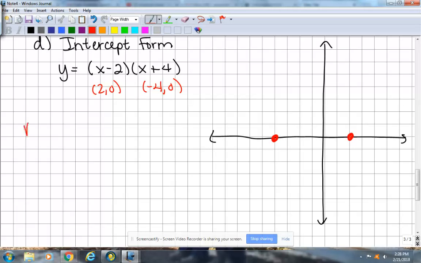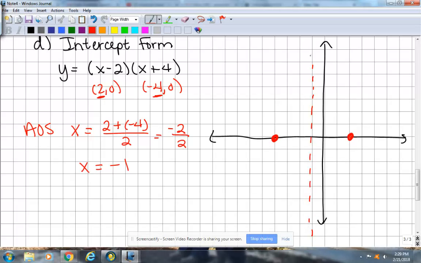So to get your AOS, your axis of symmetry, here's what you're going to do. You're going to take these 2 numbers for your x values, and you're going to average them. So x is going to be 2 plus -4 divided by 2, because it's going to be halfway. Your axis of symmetry is halfway between those 2 points. So that's -2 over 2. So your axis of symmetry is x = -1. To get your axis of symmetry in intercept form, you take the average of your 2 intercepts. So here it is, axis of symmetry.